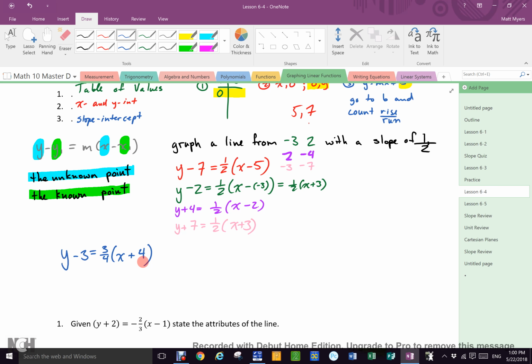-4, 3. Who said it? You would start at -4, 3. And how far would you count up? 3. Up 3. And then what direction? Right 4. Would it be right 4 or left 4? Left 4.